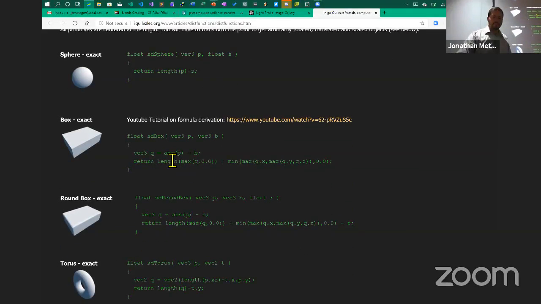And then for a box, we can just run this function. So we take the absolute value of our point and subtract the dimensions of the box. And then we can find the length for the maximum of Q, the max component of Q. And if we add that to all this, basically we can decide if we're in the box or not. How far are we outside the box? So max and min functions are ways of making decisions, if you study them out.